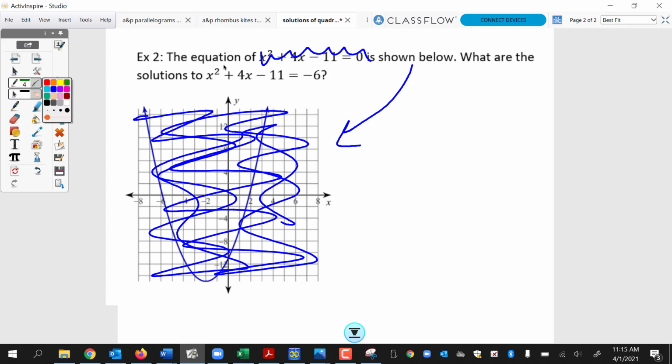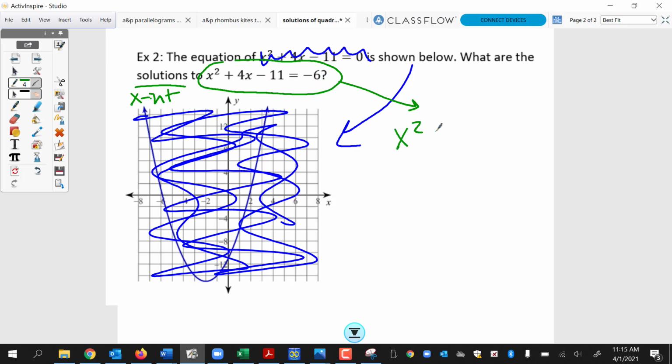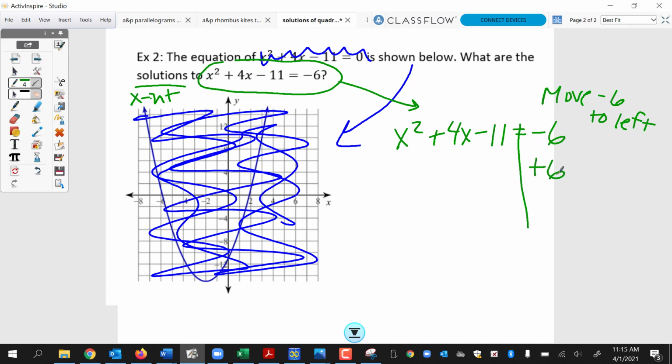Okay. So I'm going to write this down over here because we know solutions means the x-intercept. And in order to do that, it needs to say equals 0 over here. So we're going to write this down: x squared plus 4x minus 11 equals -6. I know I need to move this -6 to the left side. How do I do that? Well, right now it's negative. I got to do the opposite, so I'm going to +6.